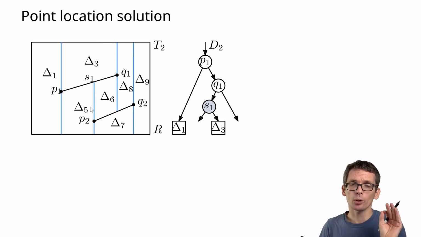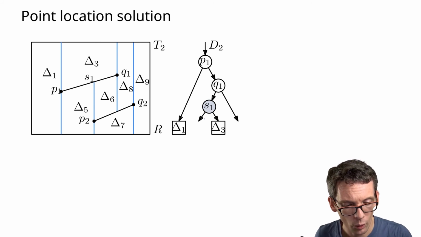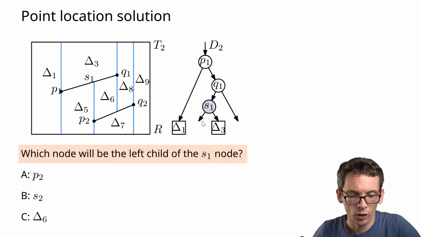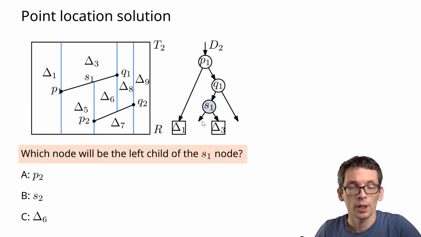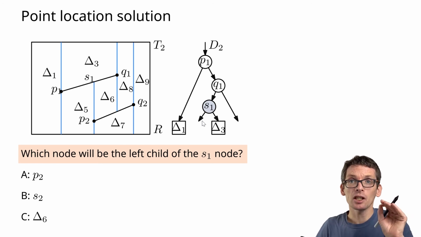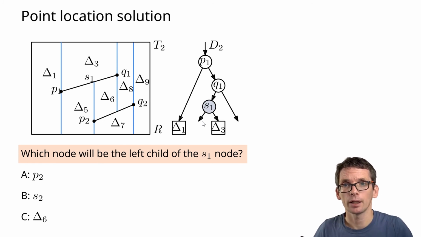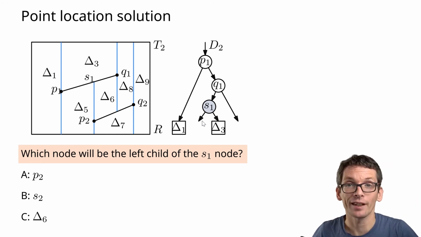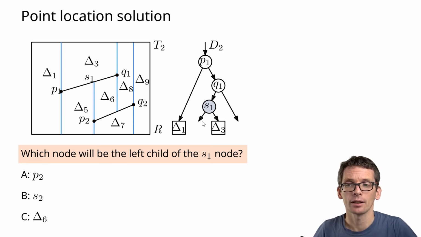So here's a small quiz. If you look at which node should come here, which node will be the left child of S1? Will it be P2, so an X node indexed by P2? Or will it be S2, so a Y node? Or will it be the face delta 6?